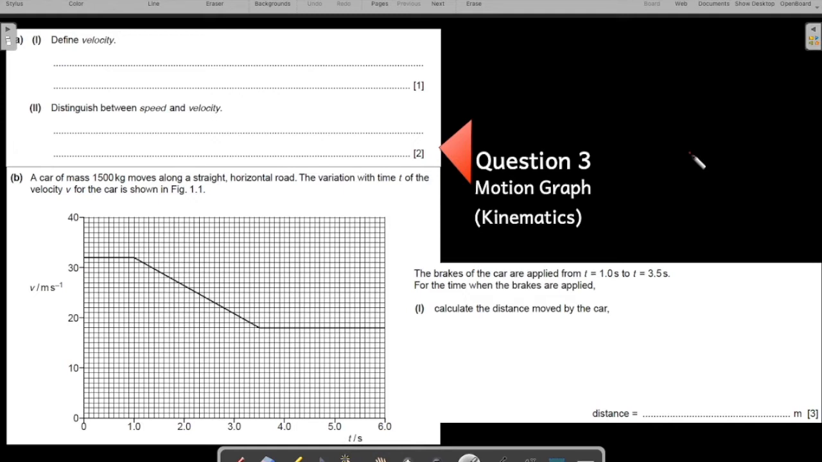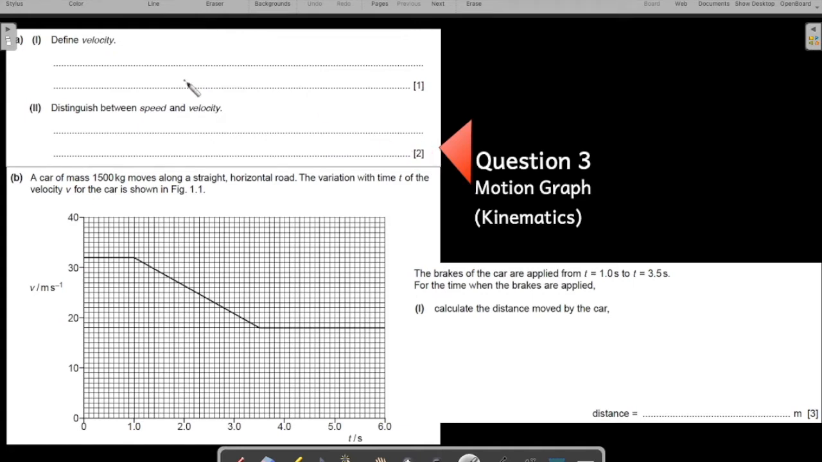Alright, so let us start with understanding the question now. I hope that you all have attempted the question yourself and you are back on the video. So let us start with the question number 1. It says define velocity. It's a 1 mark question. And the second question, distinguish between speed and velocity. It is a 2 mark question.